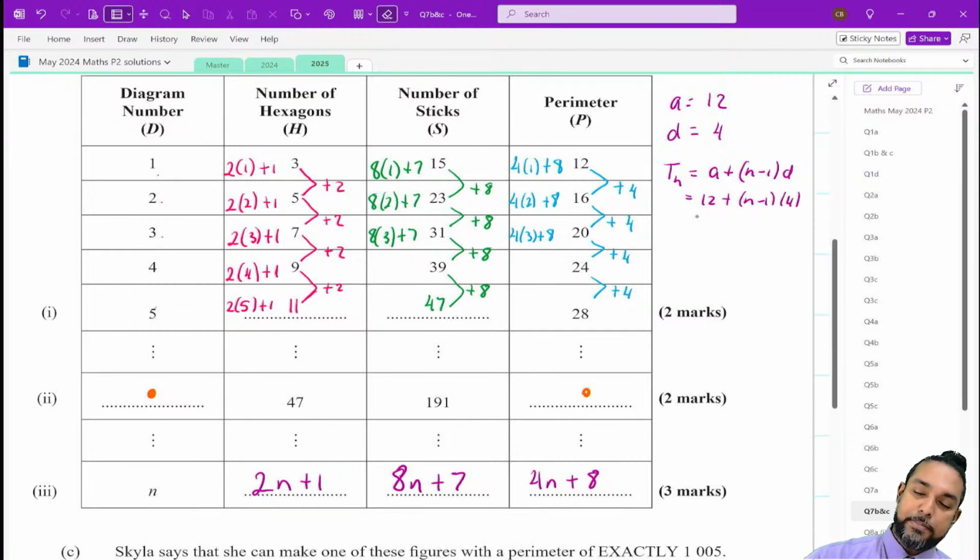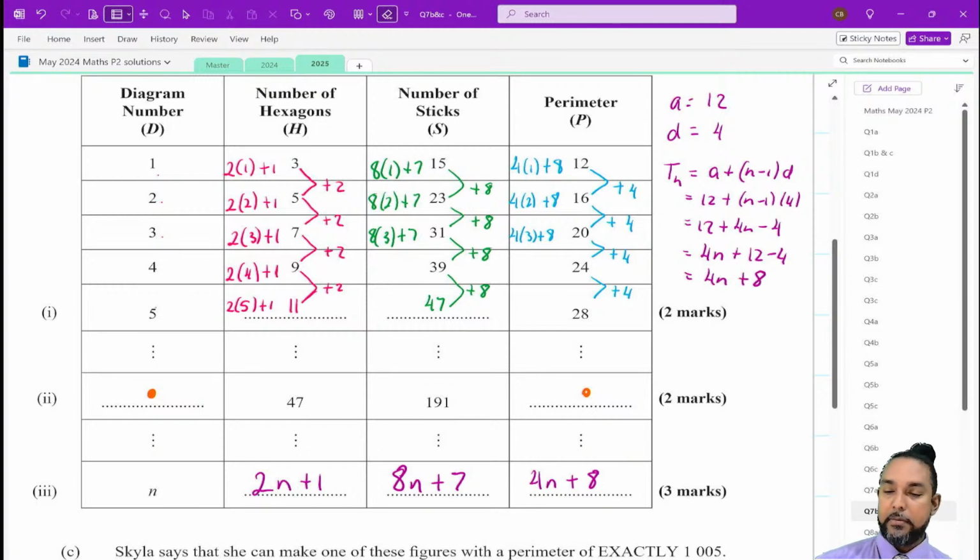So what we do is expand using the distributive law. 4 by n will give us 4n. 4 by minus 1 is minus 4, right? So now when you rearrange, you have 4n plus 12 minus 4. And what's 12 minus 4? 8. So you could do that too. Yeah, no problems.